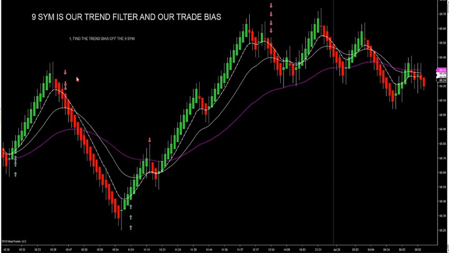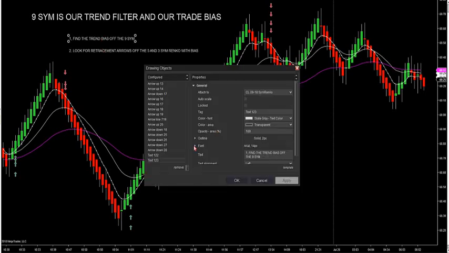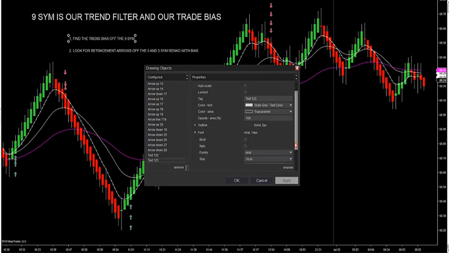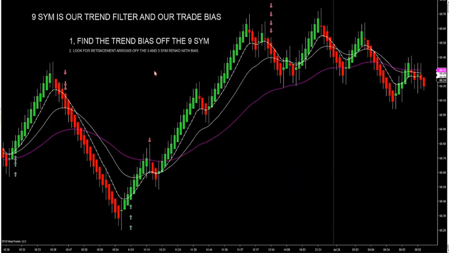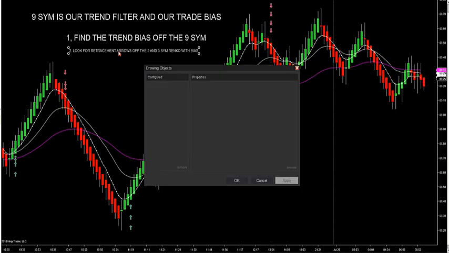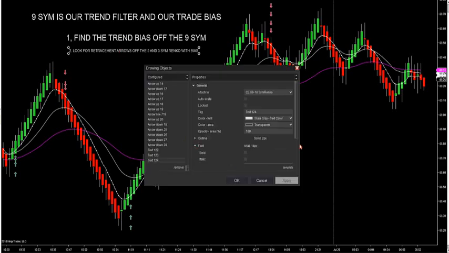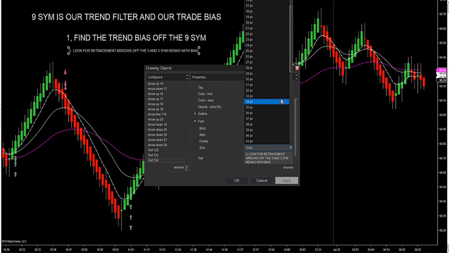Number 2 is you are going to then look for retracements, retracement arrows off the 5 and 3-SIM Renko with bias. So that's what you're going to do every day. And the way you look for the 5, you use the symmetry dots for the 5 for placement. And you wait till the symmetry dots are broken for the 3 to jump in the 3. And I did videos on those before. You can check those out. But you don't want to trade arrows in flat markets. You want to wait till you establish a trend and then you want to jump on them.